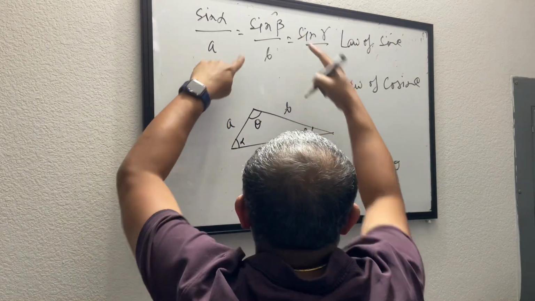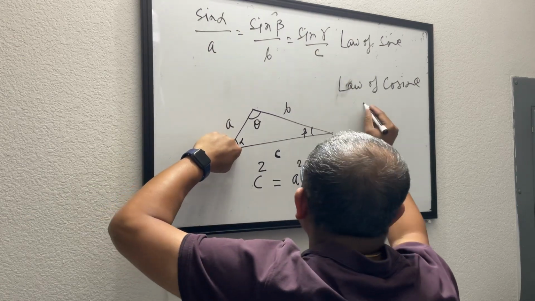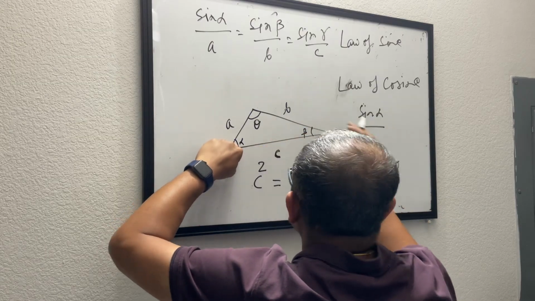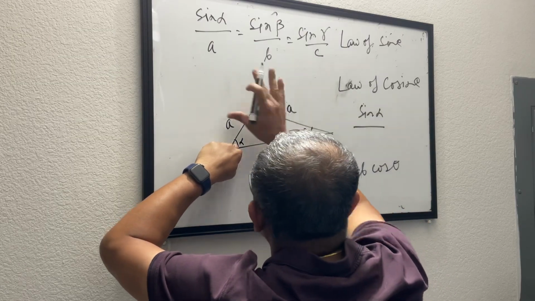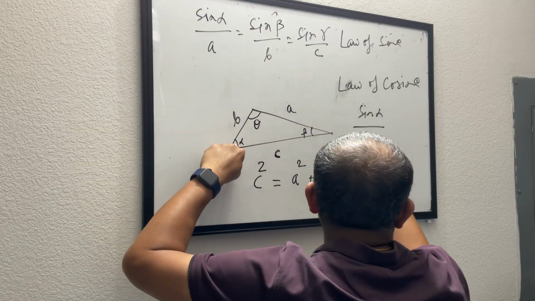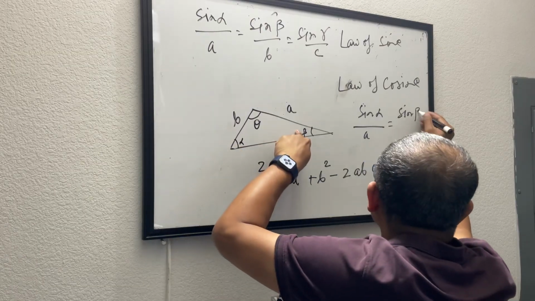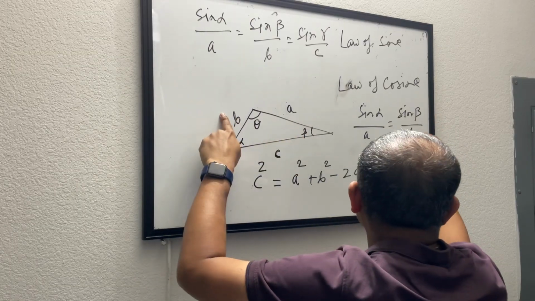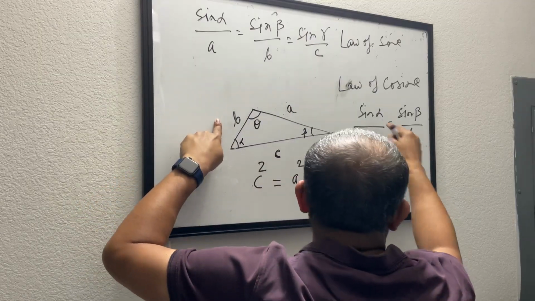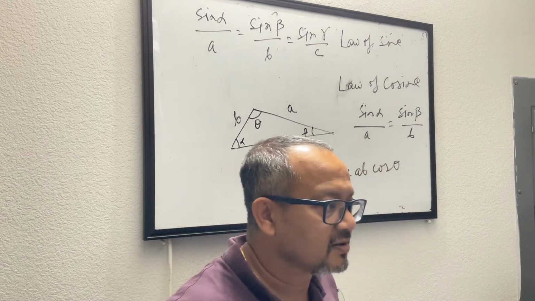Now, if you know the law of sine, you will say, okay, fine. Let's see. Sine of alpha divided by A equals sine of beta divided by B. You know A and B, so this part you know. But both angles are not known. So you have one equation with two variables. You cannot solve it.